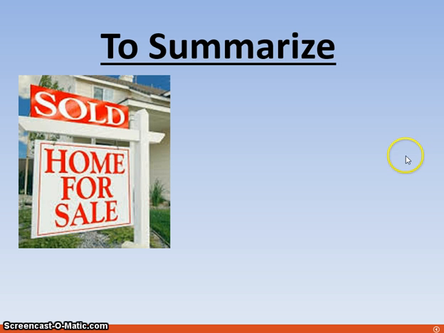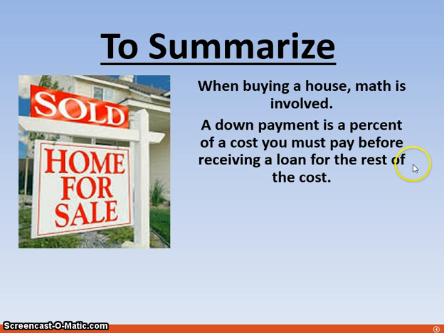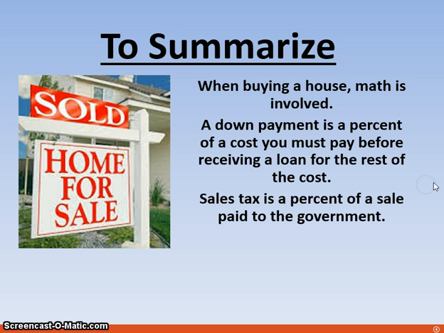So let's summarize what we've learned. We've learned that when buying a house, math is involved. We've looked at how a down payment is a percent of a cost you must pay before receiving a loan for the rest of the cost. And typically, a down payment is what percent? 20%. Is it always? No, but it's a typical amount.